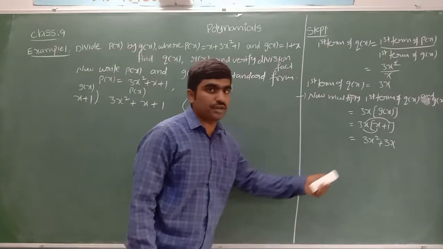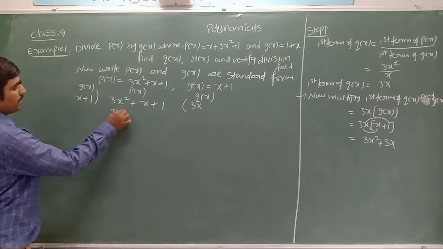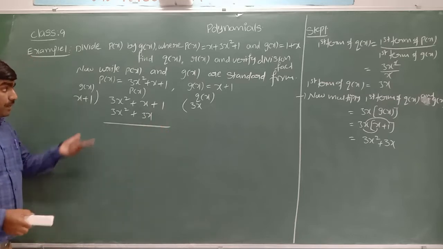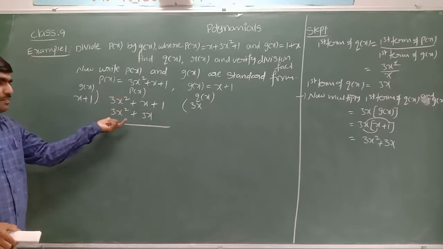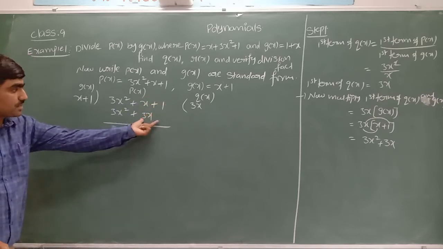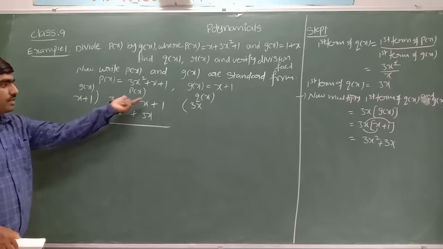This we have to subtract from the dividend. Let me write here 3x square plus 3x. Make sure that you write x power 2 below the x power 2 term, x below the x term, constant below constant. Hope you understood. You should write the same terms below each other.